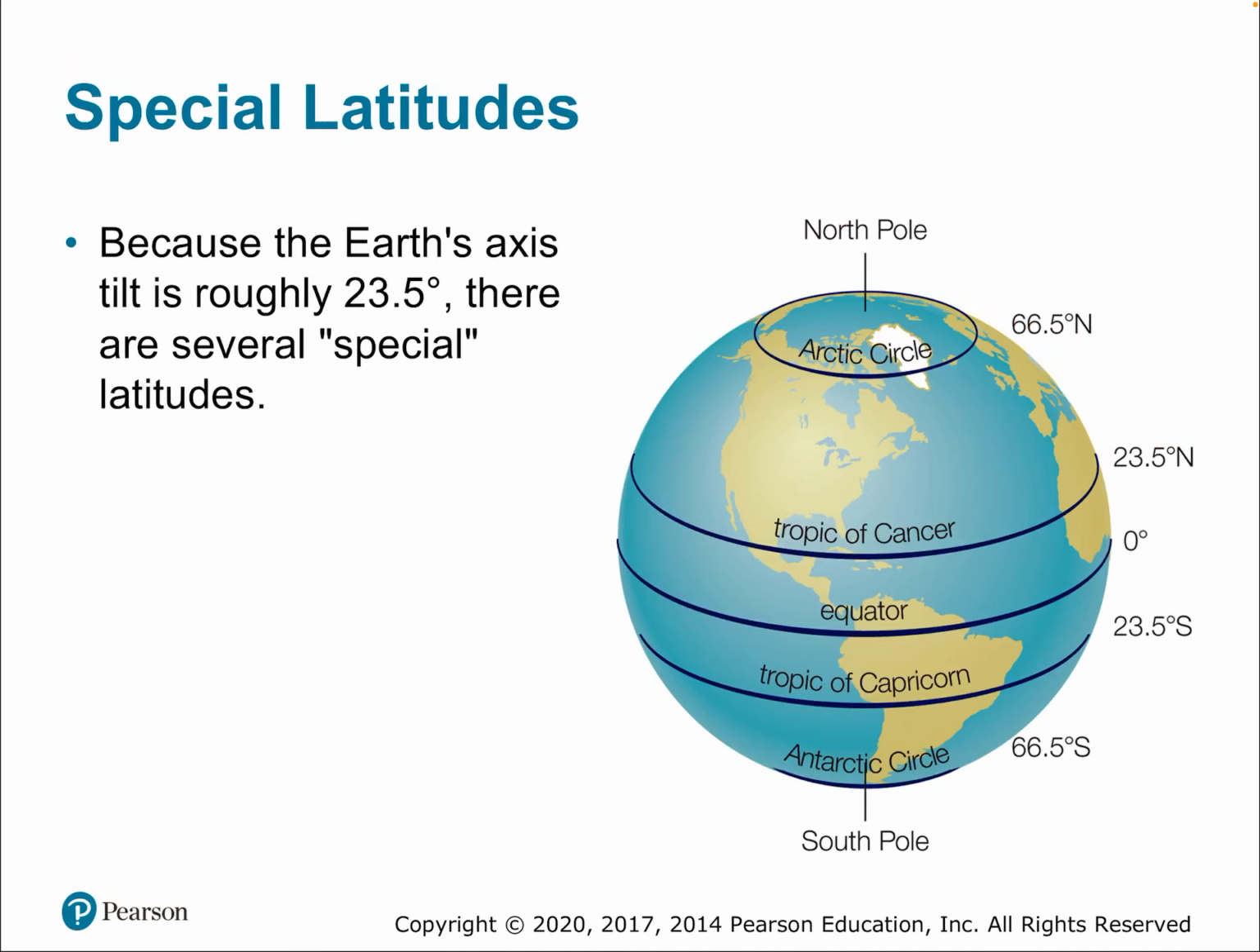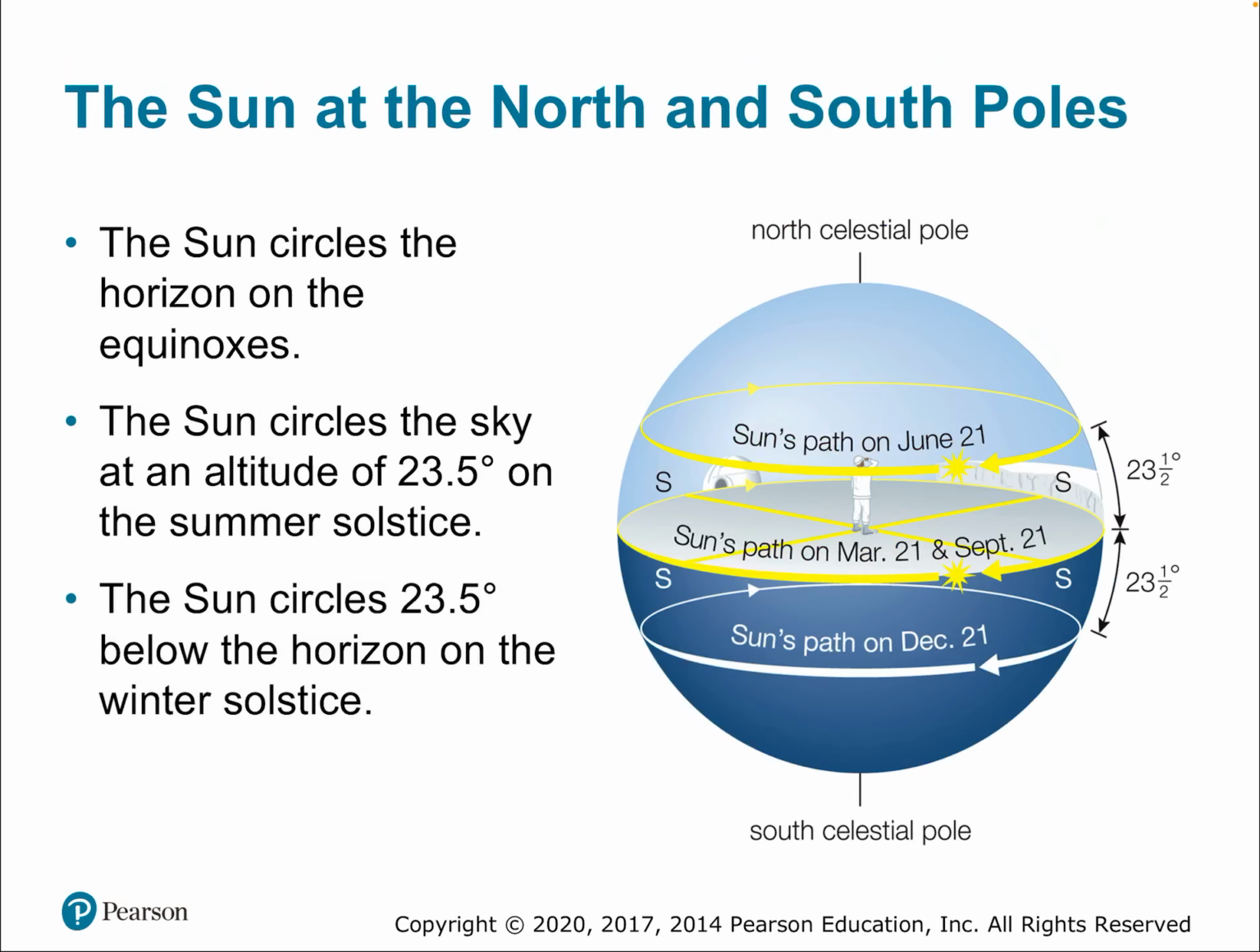Because the Earth's axis tilt is roughly 23.5 degrees, there are several so-called special latitudes. At the North Pole, the sun circles the horizon on the equinoxes. The sun circles the sky at an altitude of 23.5 degrees at the summer solstice. That's as high as the sun ever gets, which is pretty remarkable. You can think about that as why it's so cold at the poles, if that's the highest point the sun ever reaches.